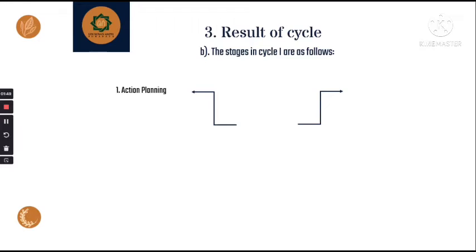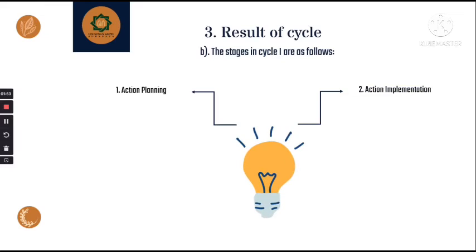In action planning, lesson plans for learning implementation were developed, supporting facilities were prepared, and observation sheets for teacher learning implementation were prepared. Number 2 is action implementation. For action implementation, the description of the implementation of the first cycle of action is as follows. The core of learning has a duration of about 35 minutes.